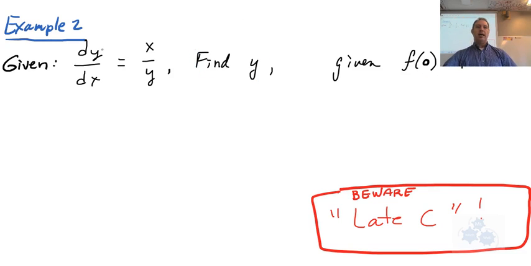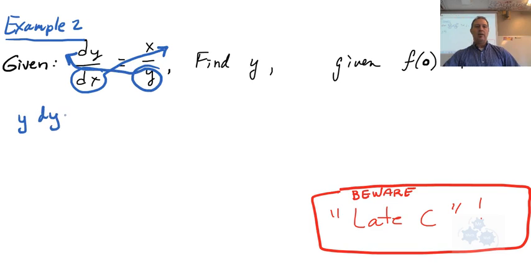We understand that this is not a fraction, but it can be separated, treated as a bit of a ratio. And so what we do is, in fact, do that. I'm going to bring this dx over here, and I'm going to bring this y over here. And it's going to look like this: y dy equals x dx. So this is a pretty easy one. We've got all the y's on one side and all the x's on the other side.